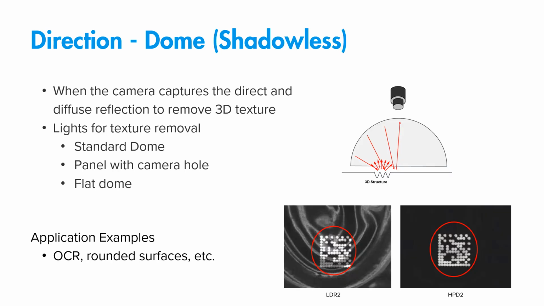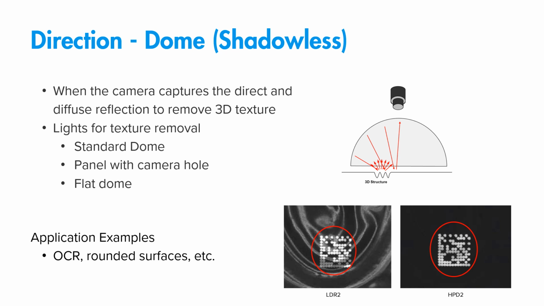So next we have to talk about, for the direction, the dome light or the shadowless light. The point of a dome light or a shadowless light is to remove 3D texture from your image. Essentially, the idea is that you're sending light down from every direction, so you don't have any shadows, and therefore, to the camera, it looks like a flat surface, even though there is technically texture to it.